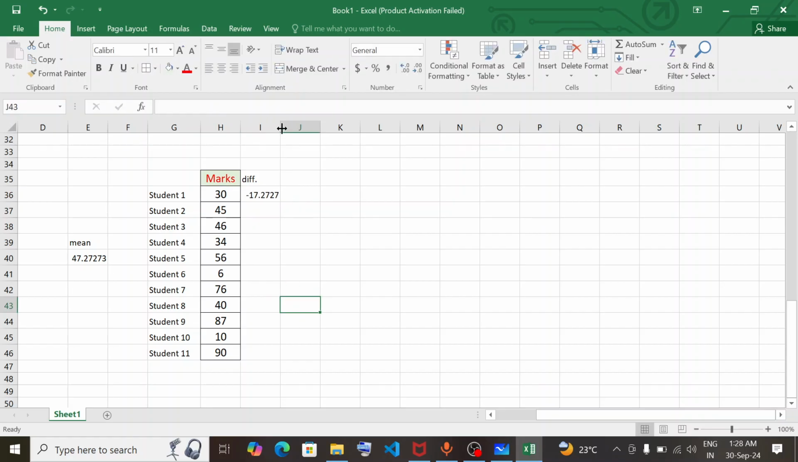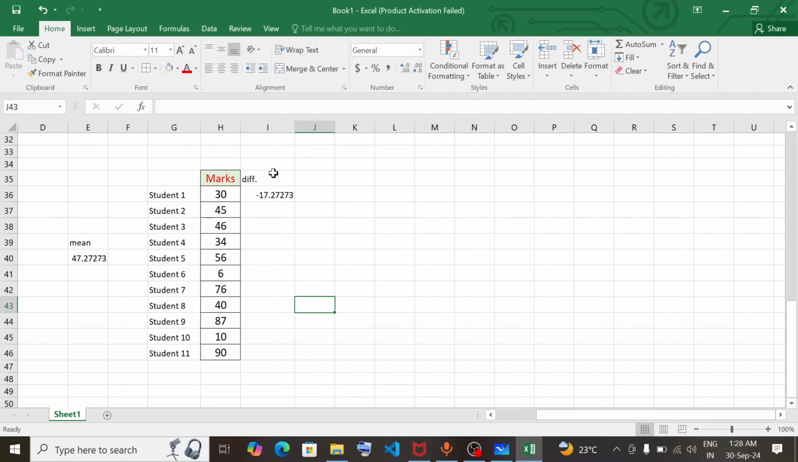Can you see the first difference is negative. Then just calculate the second difference just like that. Can you see we got all the differences. With respect to the second value, which is 45, 45 minus 47.27 is about minus 2. For 46 it is about minus 1.